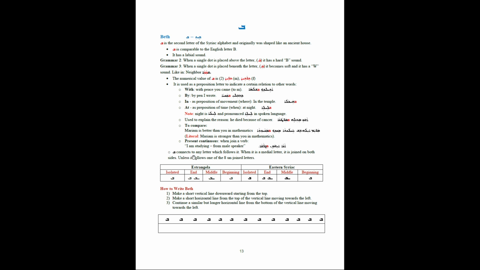Beth connects to any letter which follows it that is not one of those unjoined letters. It is joined from both sides. This is exactly how it looks when joined in a word. And here is how it's going to be the same for Serto and the Syriac Eastern dialect. Same thing, honestly, nothing different.